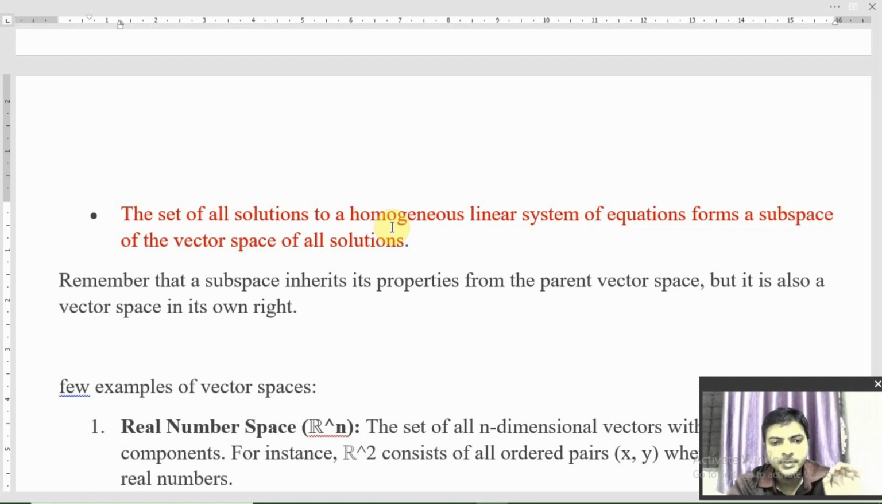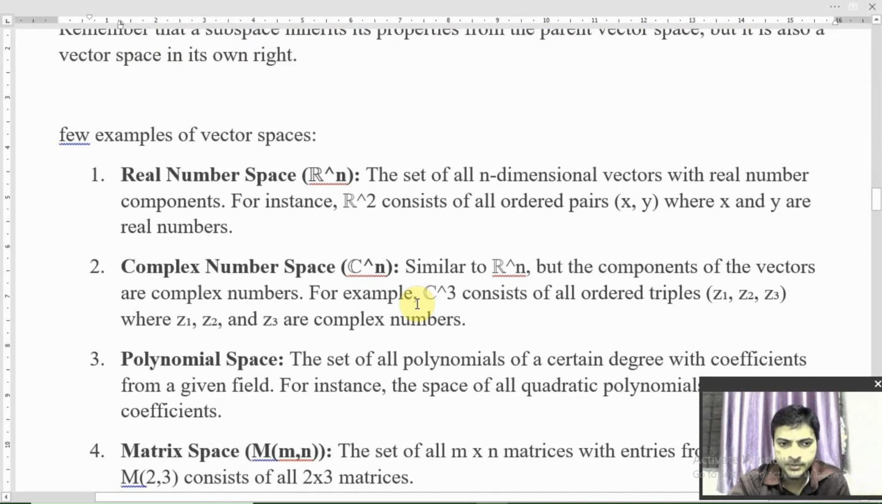Remember that a subspace inherits its properties from the parent vector space, but it is also a vector space in its own right. Some more examples I have taken. Real number space: the set of all n-dimensional vectors with real number components. For instance, R squared consists of ordered pairs (x, y), where x and y are real numbers, so x plus y also satisfies the condition, and x plus y equals y plus x also satisfies the condition. So like this, the real number space R raised to n is a vector space.